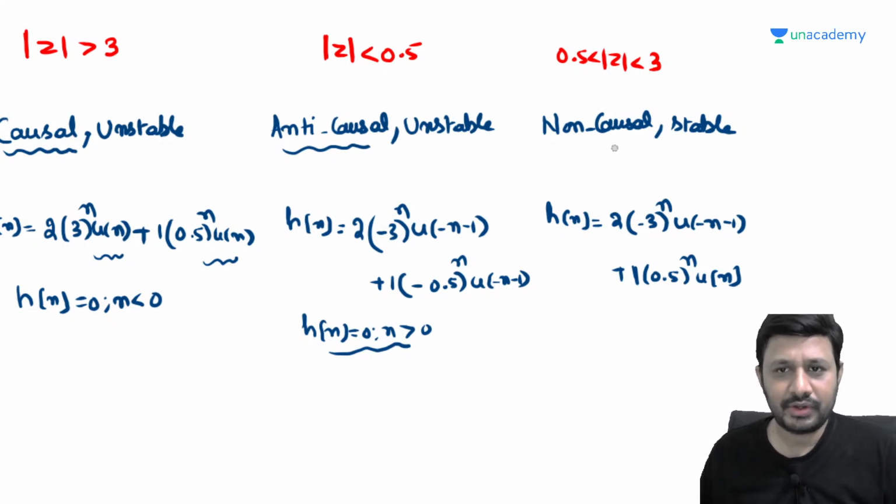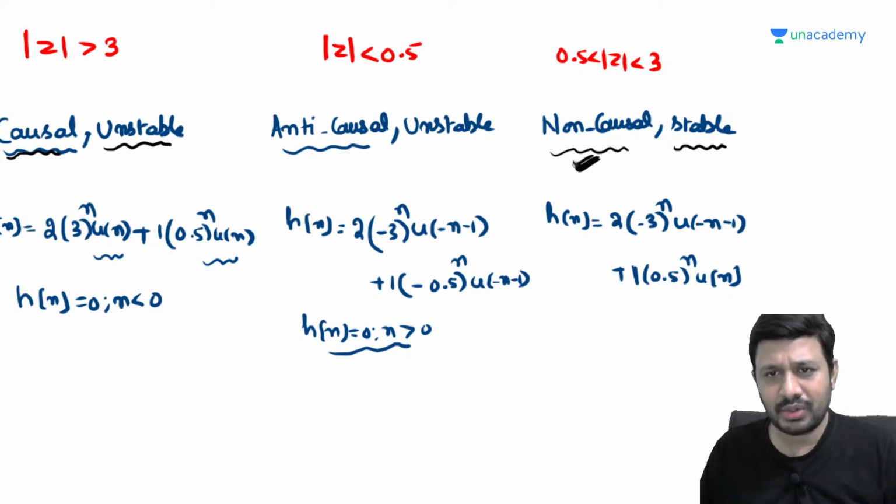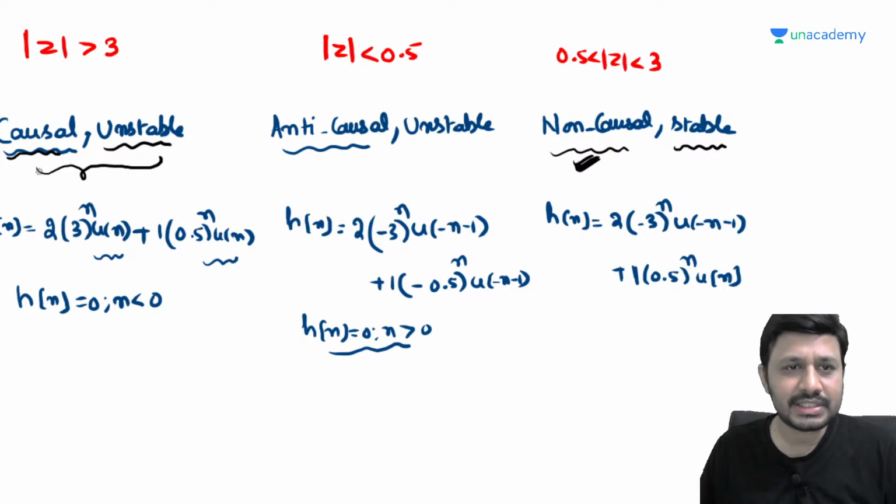But if you observe here, stability is achieved in the third case, but the system is non-causal. Causality is achieved in the first case, but the system is unstable. Now we cannot do anything with the third case because non-causal systems we cannot realize. All physically realizable systems are causal systems only. So from the first case, causality is achieved, which means this can be physically realizable.